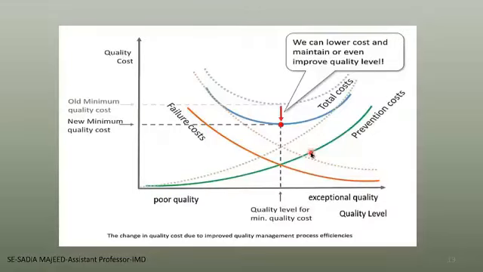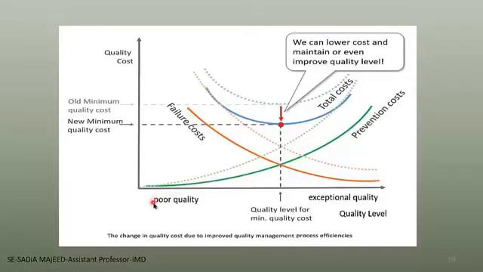This is the diagram of the quality cost. On this axis, we have the quality cost, and on this axis, we have the quality. Initially, here we have poor quality, and then we have exceptional quality. This is the curve of the failure cost. That means internal failure and external failure. This is the curve of the prevention and appraisal cost.